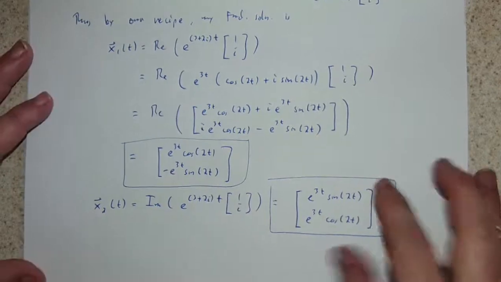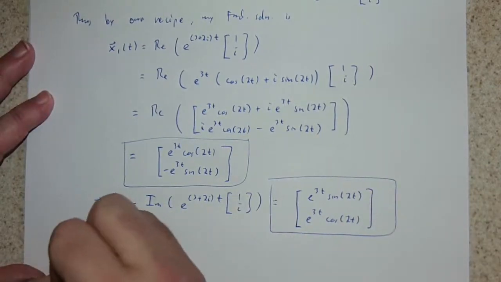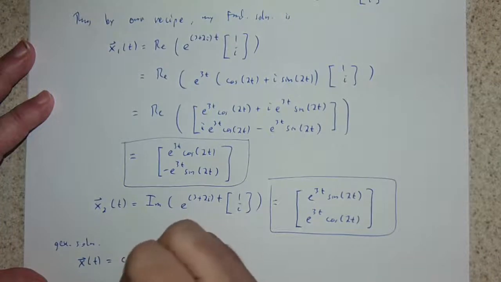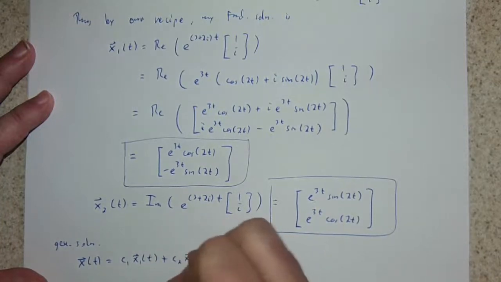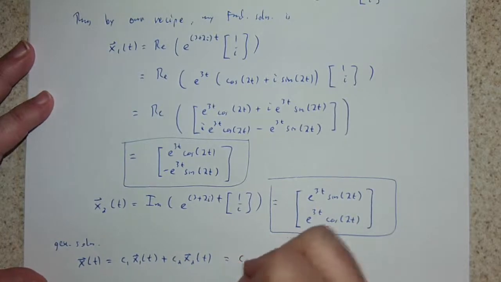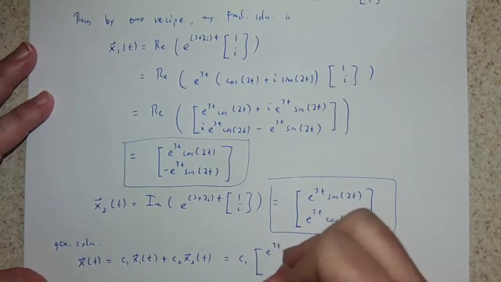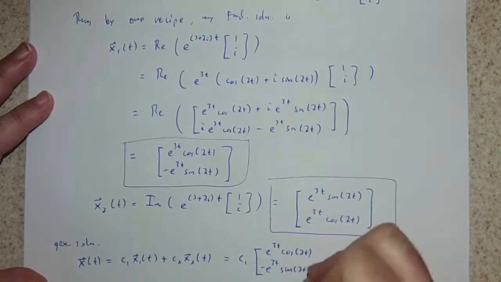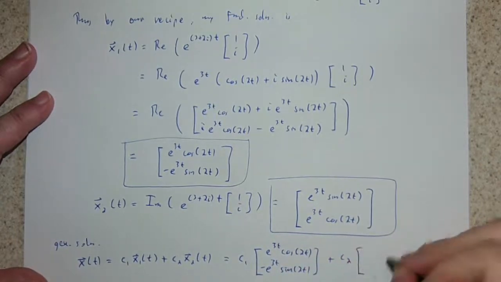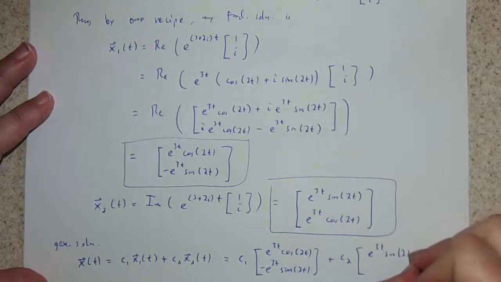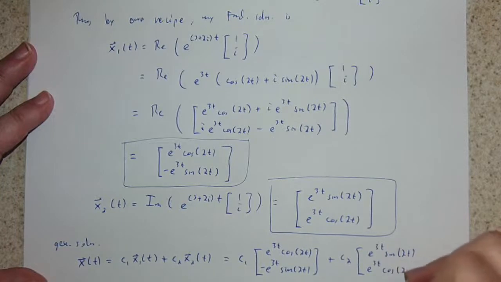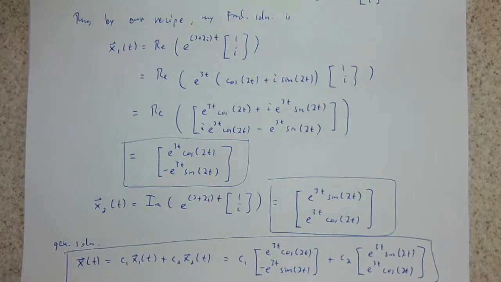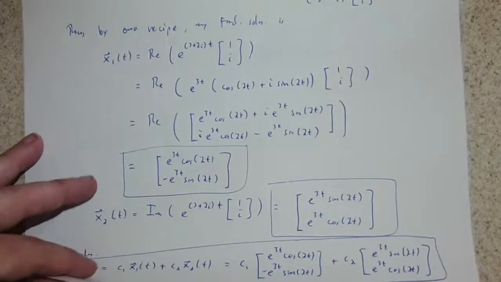Okay, thus my general solution is x of t, which is c1 x1 of t plus c2 x2 of t, which is c1 times e to the 3t cosine of 2t, minus e to the 3t sine of 2t, plus c2 times e to the 3t sine of 2t, e to the 3t cosine of 2t. Okay, now we're almost done with what we were asked to do.